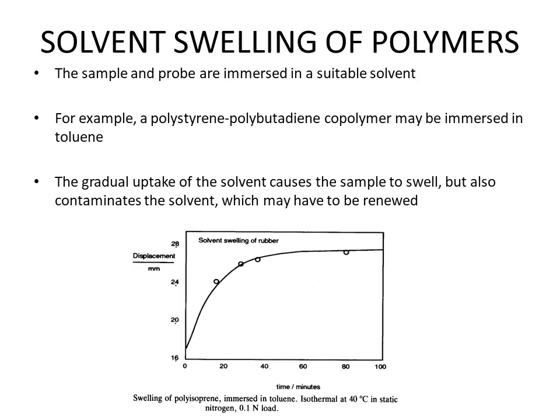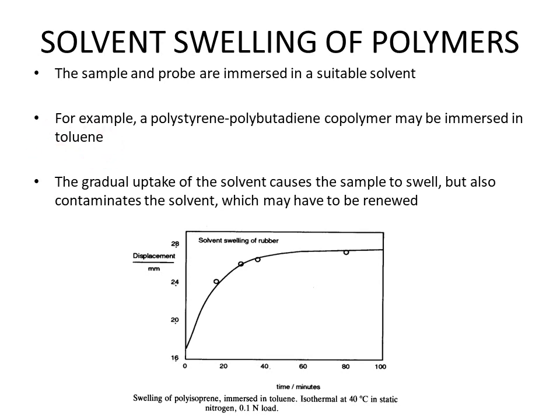Another property which can be studied with the help of TMA is the solvent swelling of polymers. In this study, the sample and probe are immersed in a suitable solvent. For example, suppose we have a copolymer, which is a combination of polystyrene and polybutadiene, and that may be immersed in toluene, which is used here as a solvent.